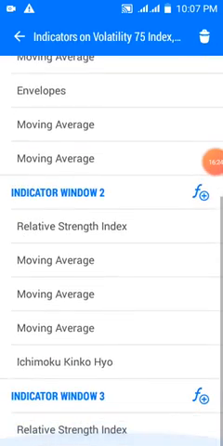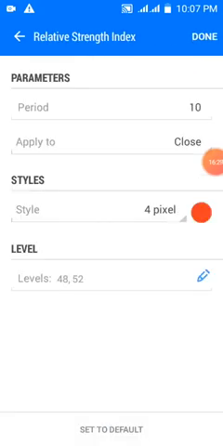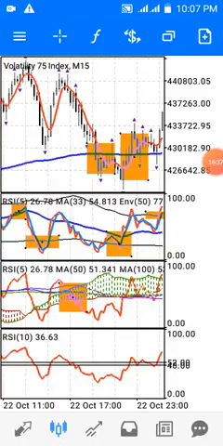Let's look at it. Indicator window 3. Okay, just RSI, and the period is 10. Apply to close, and the color is red. Now, how does this work?